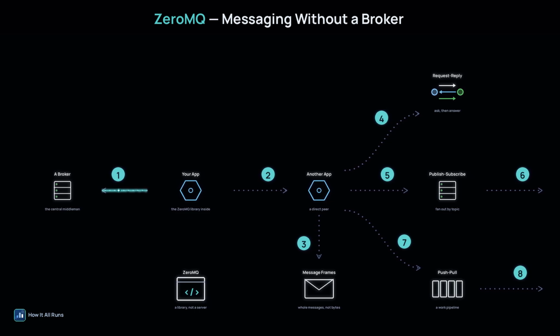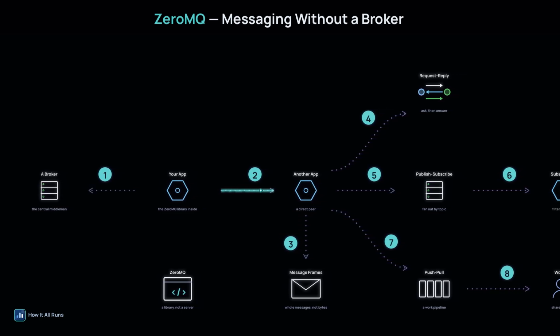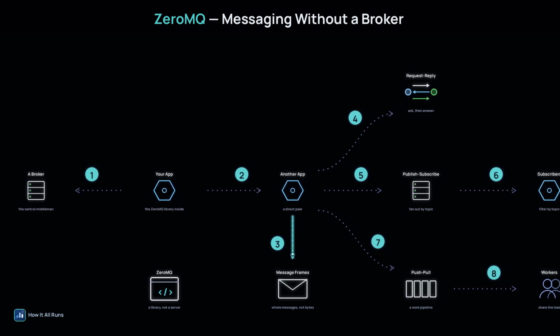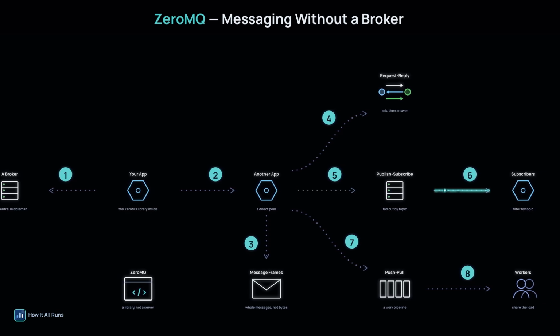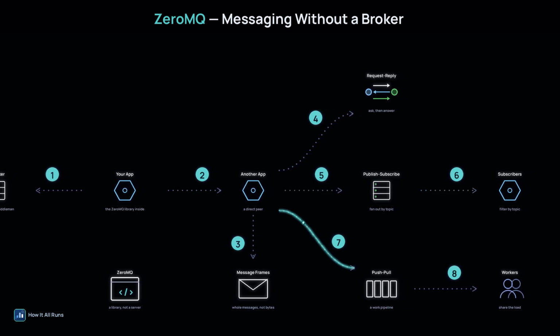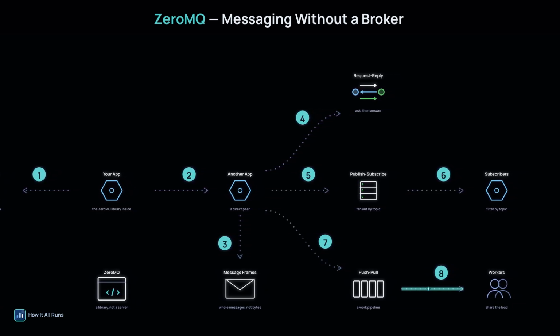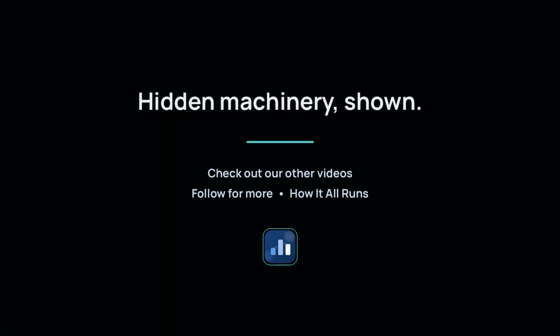That's ZeroMQ, messaging as a library, not a server. There's no broker in the middle, peers talk directly, whole messages replace raw bytes, and pre-built patterns like request reply, pub sub, and push pull carry the real weight. Hidden machinery shown, so next time you reach for a message queue, remember there's another way, one where the intelligence lives in your own code and the network is just a string you connect.